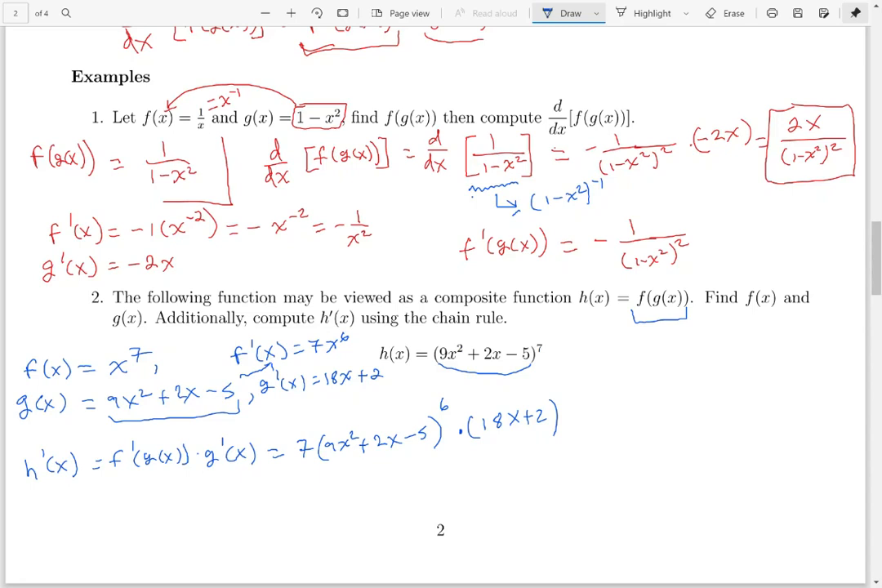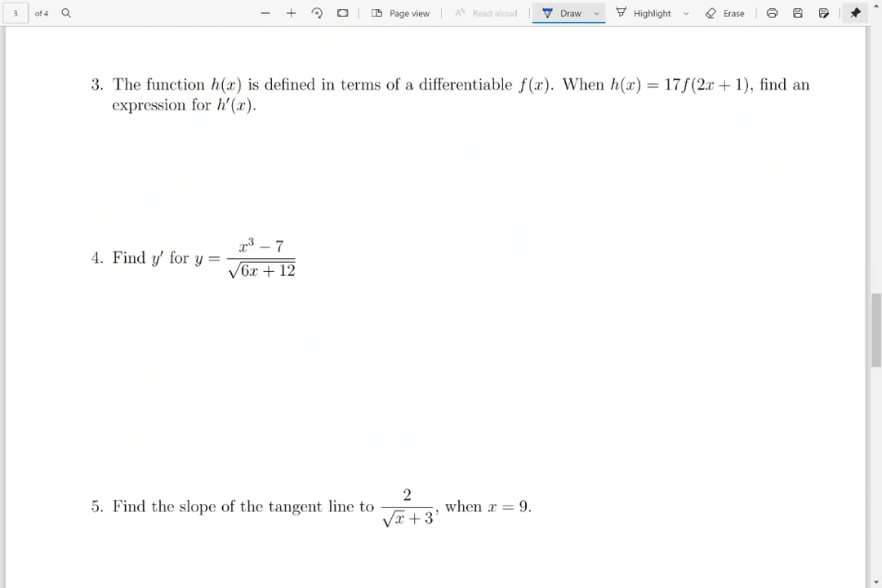There we are. Alright, so we're going to change the game up a little bit. Let's say we have the function h of x that's defined in terms of a differentiable f of x. Now, what do we mean by differentiable? It just means that we are allowed to take the derivative of f of x. There do exist functions that you can't take the derivative of. Those are a problem sometimes.